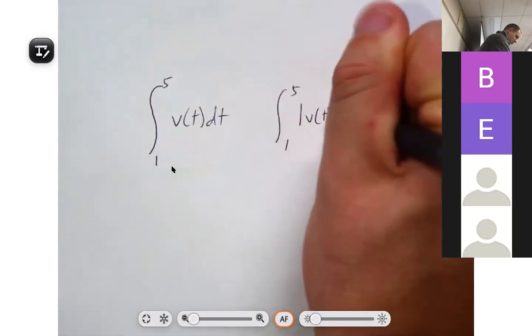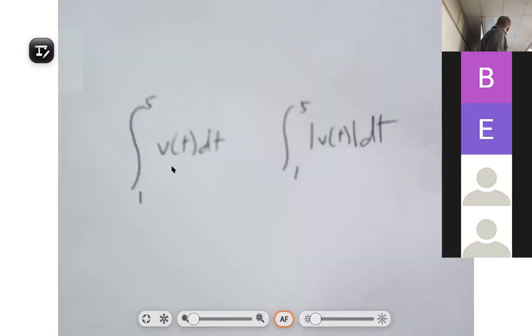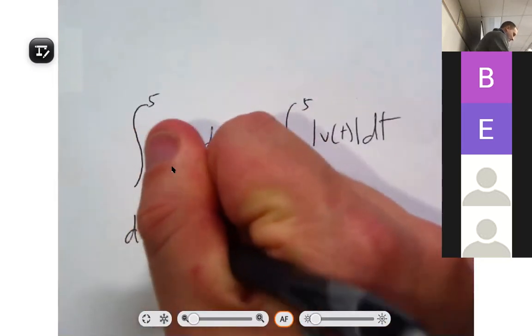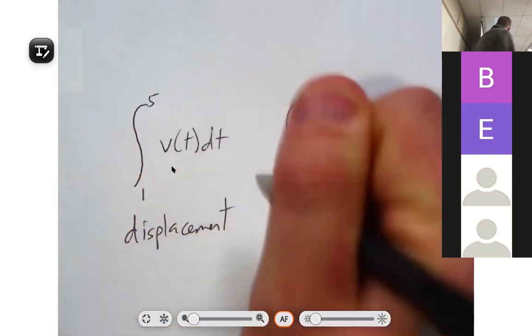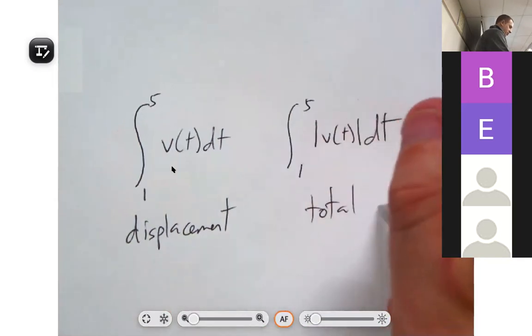What's the difference between these two things? One is displacement and the other one is total distance traveled. Do you know which one is which? Isn't total distance the first one? Just kidding, the second one. That was a funny joke. This is displacement. We talked about this last time, but it is an important topic. I just want to make sure I reminded you guys. This is total distance traveled.